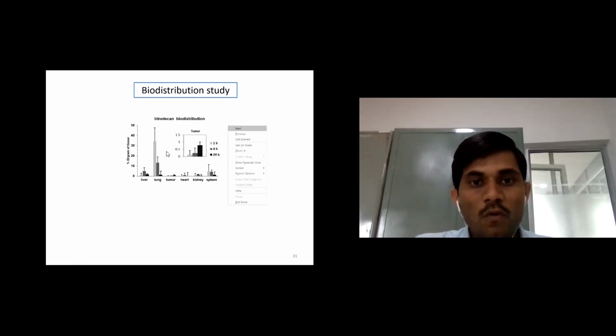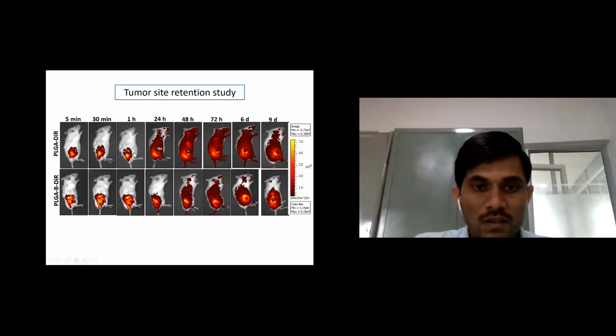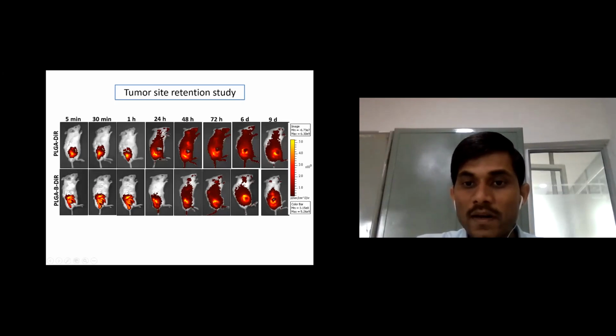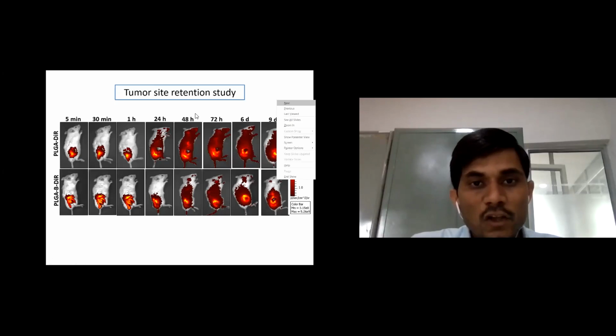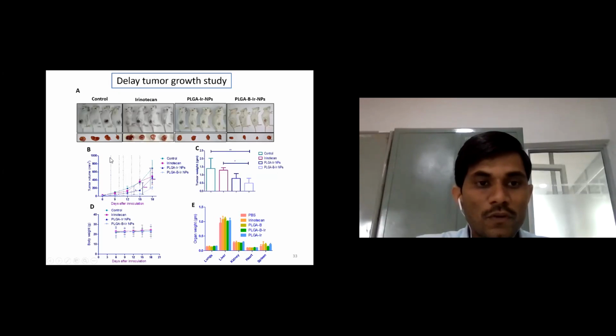Then we have performed a tumor site retention study. These DIR loaded nanoparticles were injected into the tail vein of these mice, and we have observed these nanoparticles are retained up to 9 days at the tumor site. In the delayed tumor growth study, the study was performed using BALB/c mice inoculated with the CT26 cell line, and when the tumor reached 50 mm³, we started therapy.